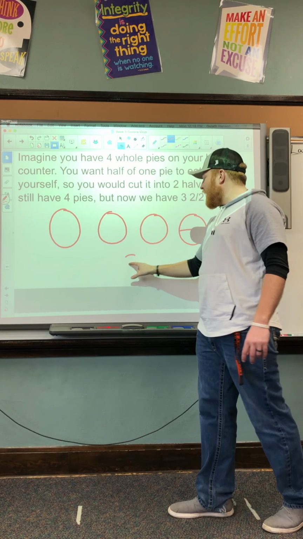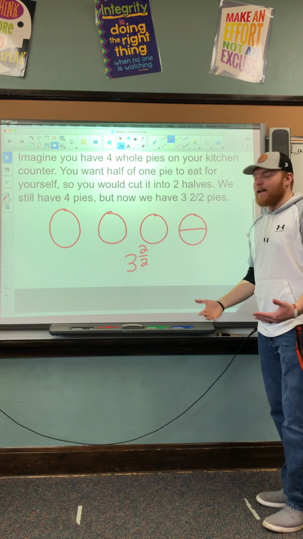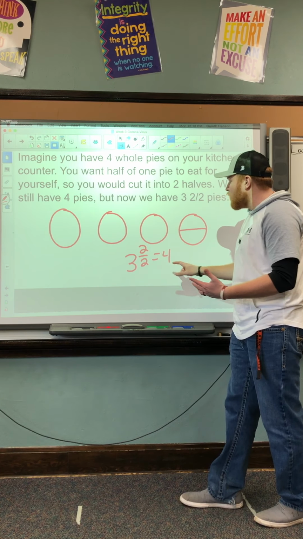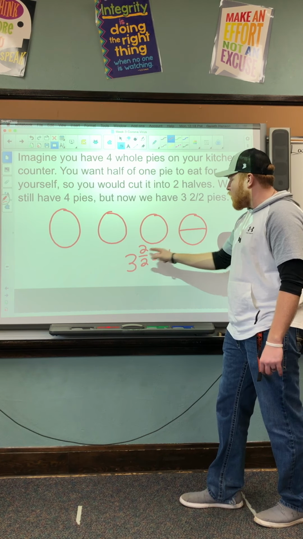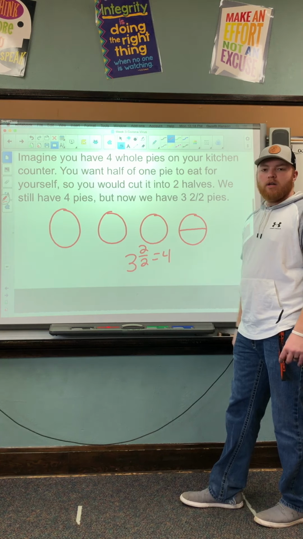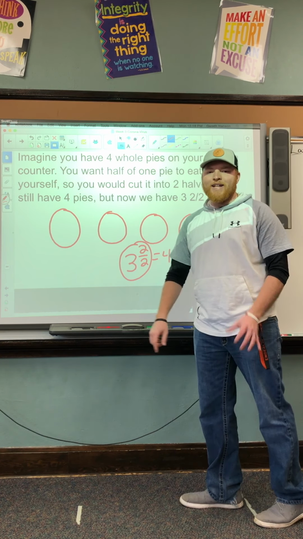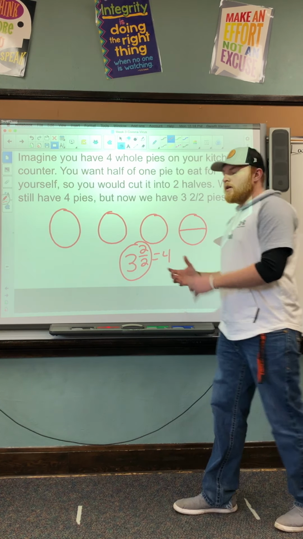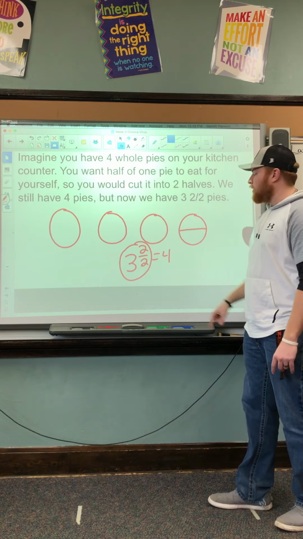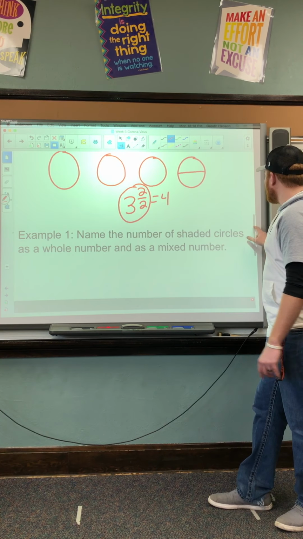So we would write it as 3 and 2/2. It's the same thing as 4, but it's just taking one whole away and turning it into a fraction. Okay, do you see that? Now remember, this is called a mixed number. A mixed number consists of a whole number and a fraction. All right, so just a little vocab and a little review right there.